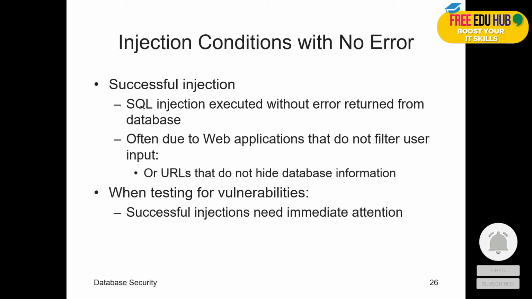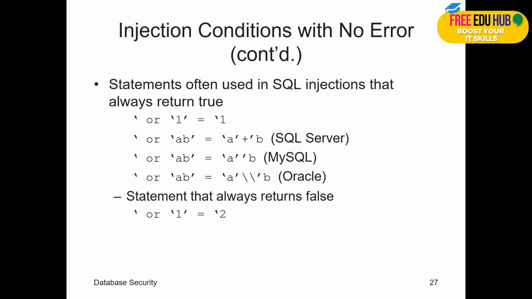Now, injection conditions with no error: successful injection. SQL injection executed without an error returned from the database, often due to web applications that do not filter the input. URLs do not hide the database information when testing the vulnerability. Successful injections need immediate attention.